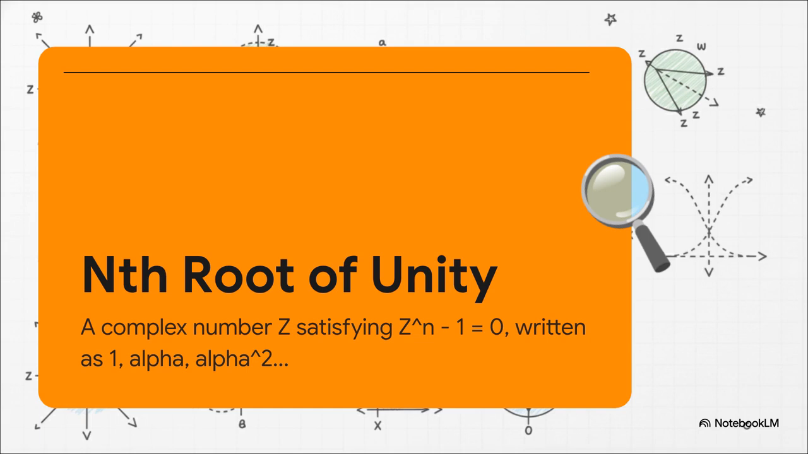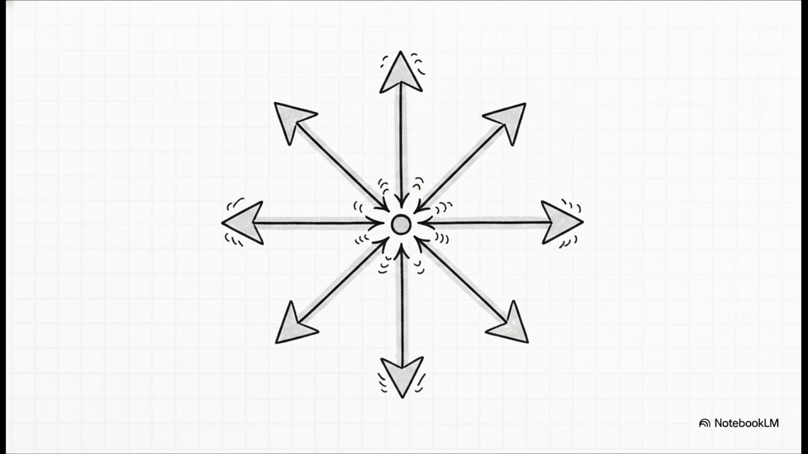Because it's an equation of degree n, there are going to be exactly n roots, and they're represented sequentially as 1, alpha, alpha squared, all the way up to alpha to the power of n minus 1. Because these roots are mathematically flawless, they behave with absolute perfection. For instance, they form a perfect geometric progression.